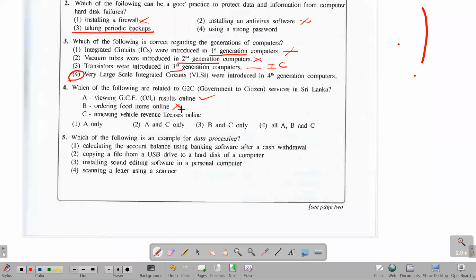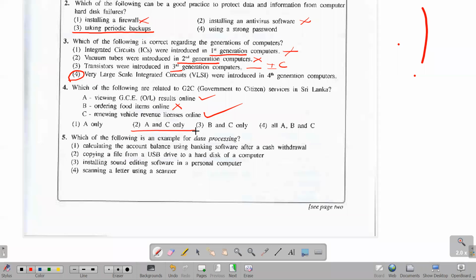And C says, renewing vehicle revenue license online. Of course, it is a very good one that has been done by the government services, right? So it's A and C only, the second one.